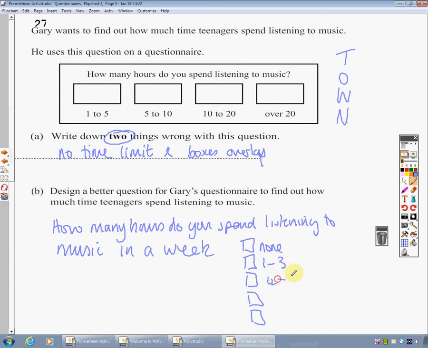You would have seen by now the pattern of the questions. Your top box is always none, you make sure there's no overlaps, and the last one is always more than the end of your last one. Easy points. Okay, so easy that we don't need to practice them anymore.